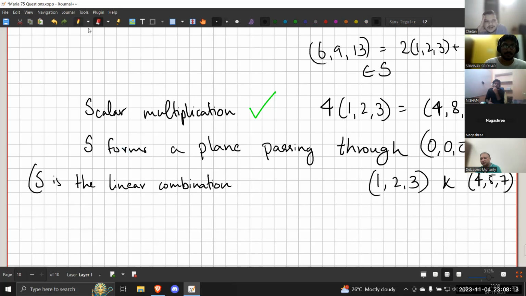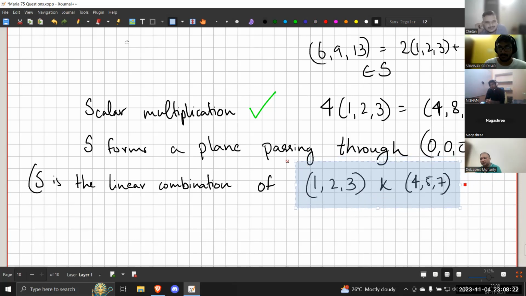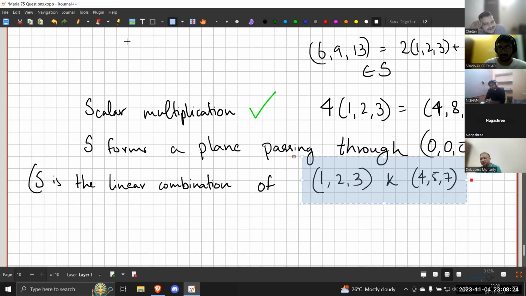Maybe for that we need a bit more intuition for another concept. We'll come to that as well. For that we still need some more things. But we are done with this question.